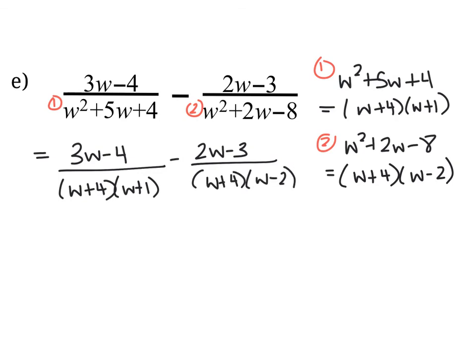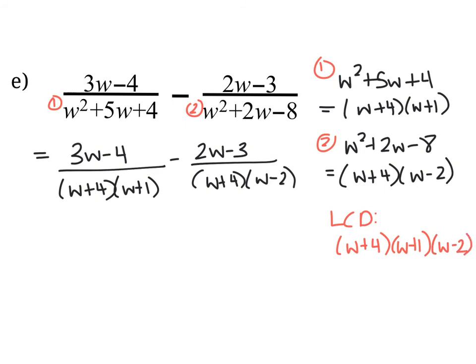So now we have to come up with our lowest common denominator. What is our lowest common denominator here? What has to be included? So how can I make this one look like this one and vice versa? Well, what's in common with both of them? What's in common is w + 4. So w + 4 must be a part of the lowest common denominator. What else must be a part of it? Well, it has to have a w + 1 in it, because that's another factor we have. And it has to have a w - 2 in it. That's a third factor we have.